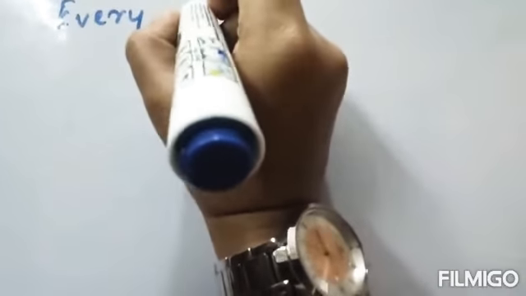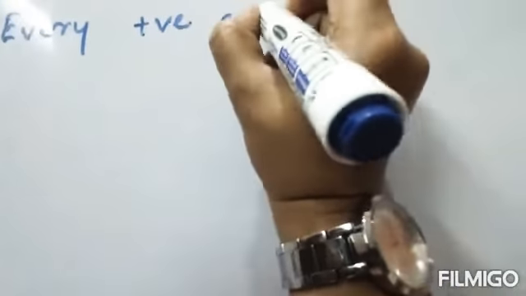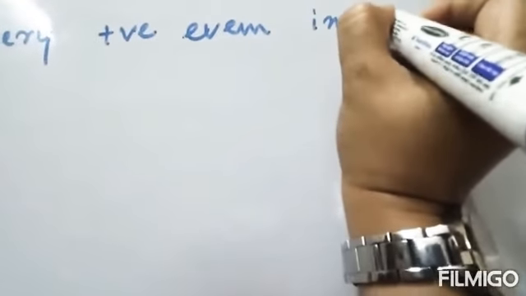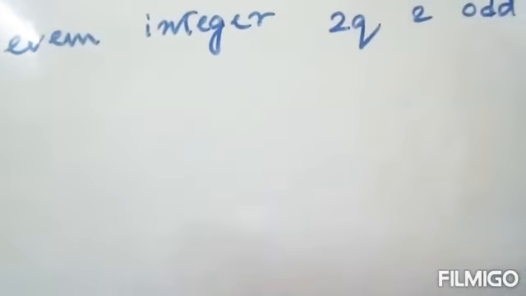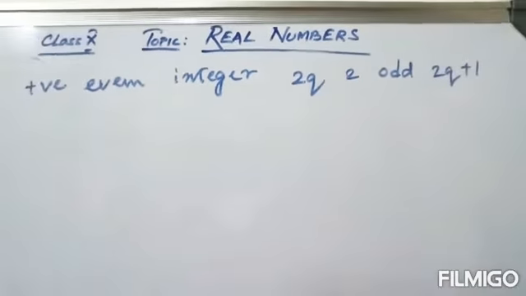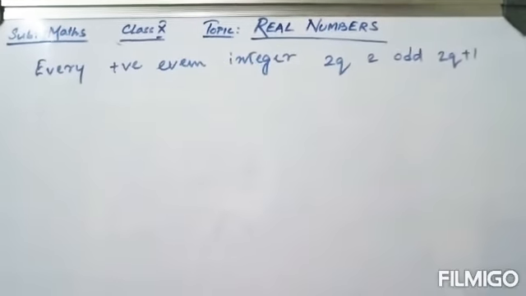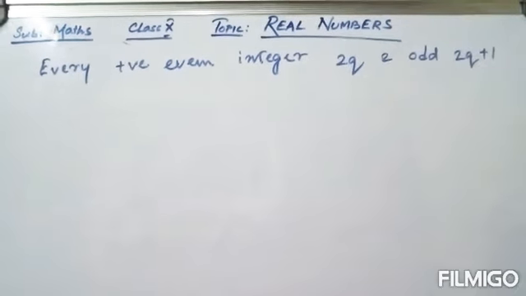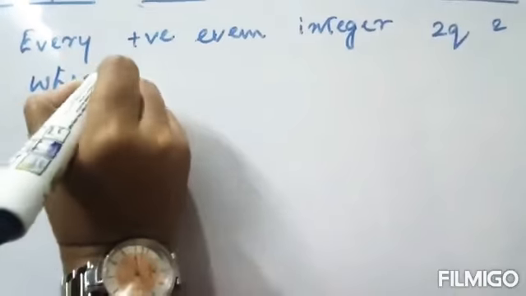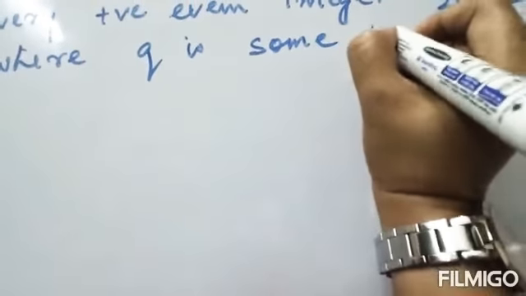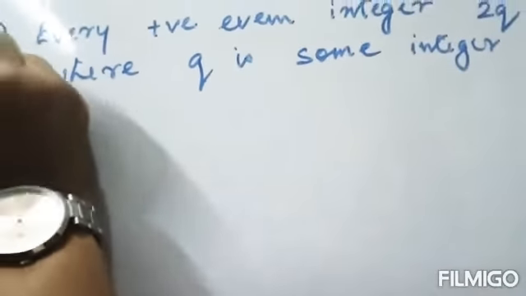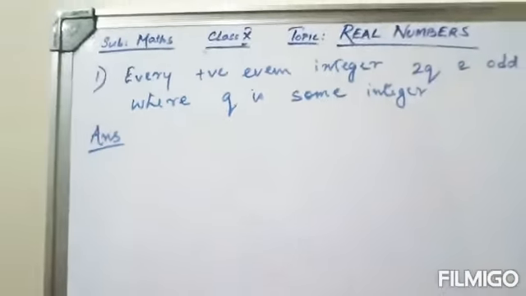Okay, so what is our question? That every positive even integer will be 2q and odd ones will be 2q plus 1, where q is some integer.